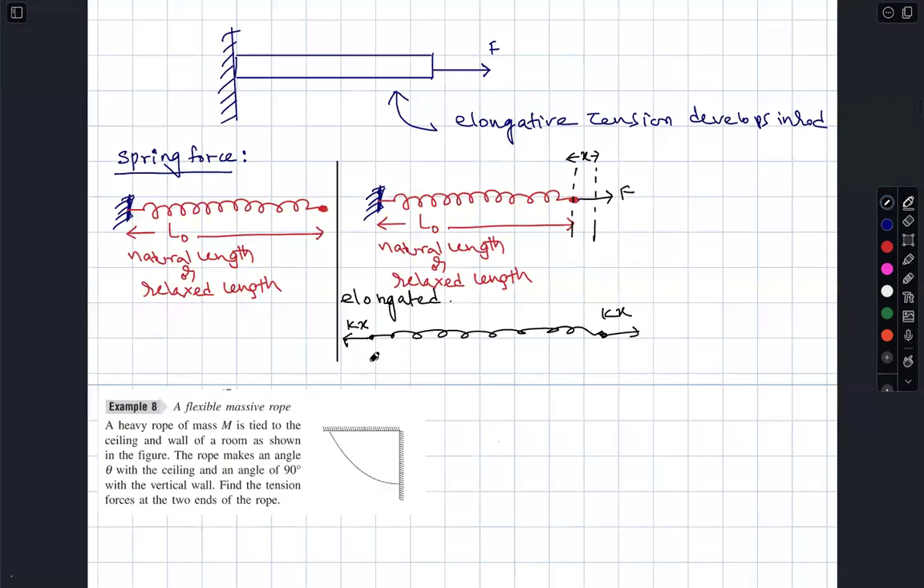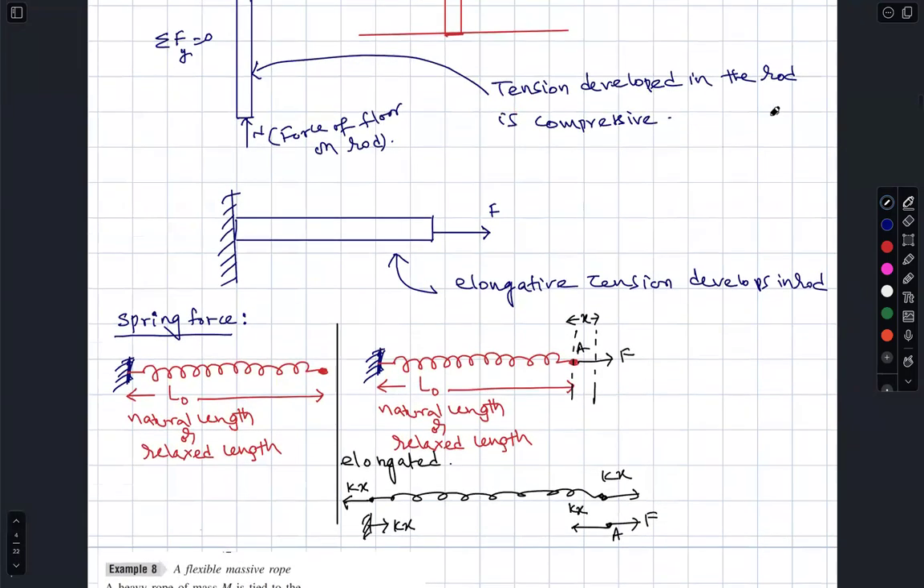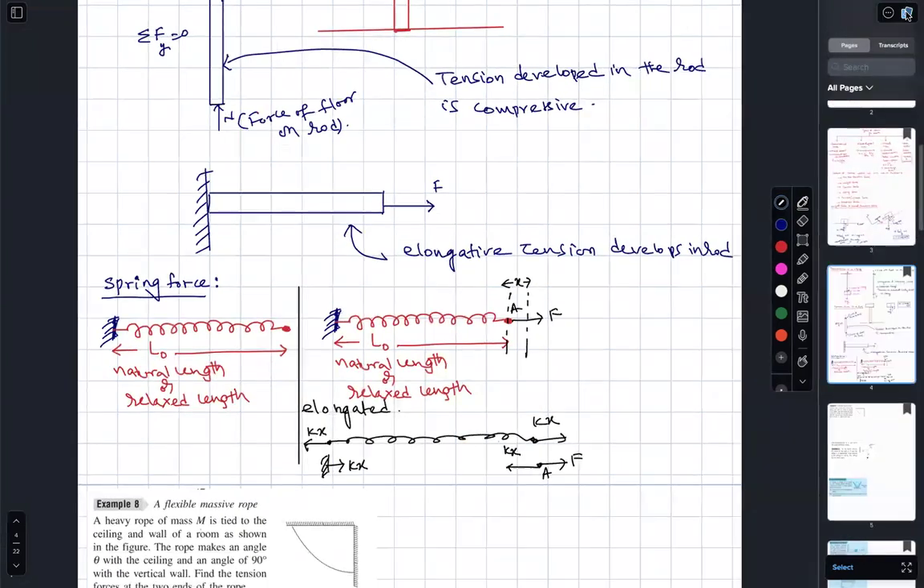Whereas the force exerted by the spring on the wall will be like this, Kx. Let this be point A. At A, you are applying F. The spring will exert Kx force. And this comes under elongative type force. Whatever you are seeing now is the elongative type.